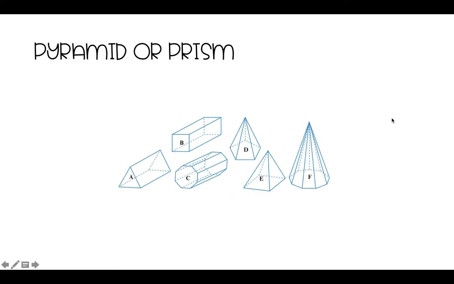So let's look, is it a pyramid or is it a prism? Pause this, I want you to see if you can answer that and then come back. So hopefully you said that A, B and C are all prisms because they're a shape that is stretched and repeated. And D, E and F are all pyramids because they all come up to a single point.